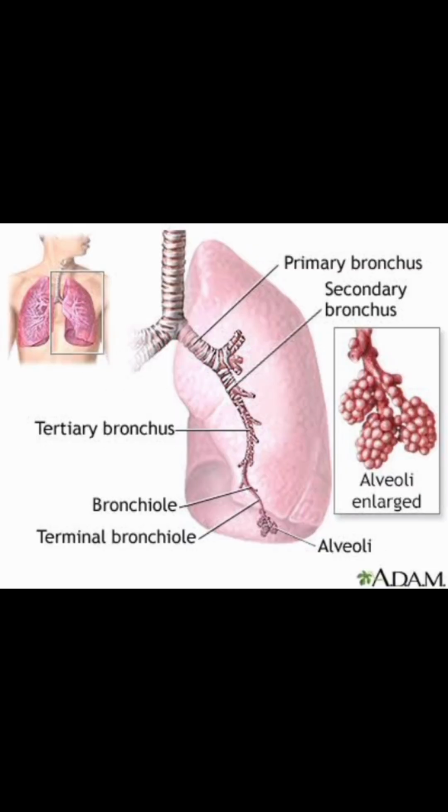Friction rub. Friction rub is heard in pleurisy. Clinical manifestation is knife-like chest pain during respiration. Friction rub is heard in pleurisy. Knife-like chest pain during respiration. Whistling or popping sound heard in TB. Common diagnostic tests.